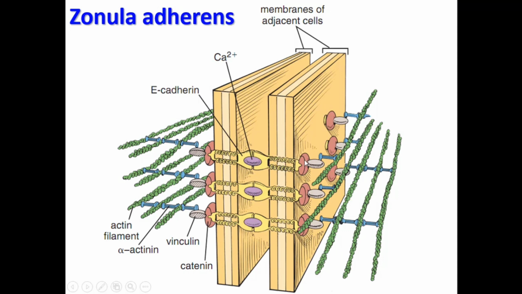Also, from the inside of the cell, you see, like in zonula occludens or tight junction, other proteins participate to attach the cadherin to the cytoskeleton. Again, we have a cytoskeleton here, actin filaments. It means in the zonula adherens and zonula occludens, the cell membrane proteins are attached to the actin filament, the actin filament as a cell cytoskeleton component.